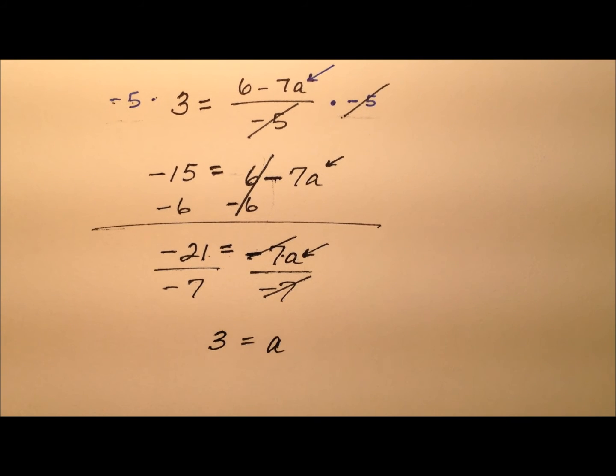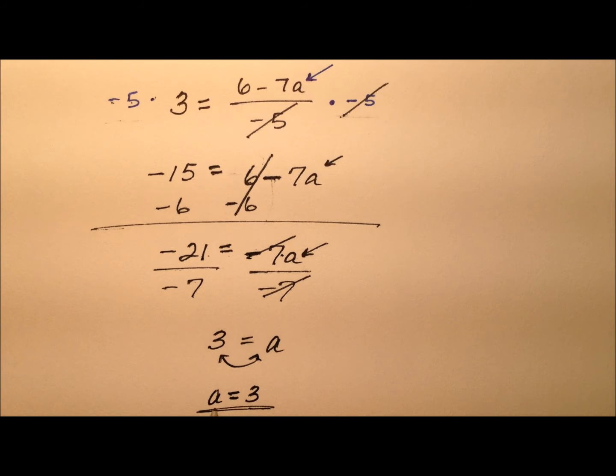We could, if you wanted to, use the symmetric property of equality and kind of flip these two things around and say a equals 3 if you are one of those students who likes to see the variable on the left side, so we can say a equals 3.